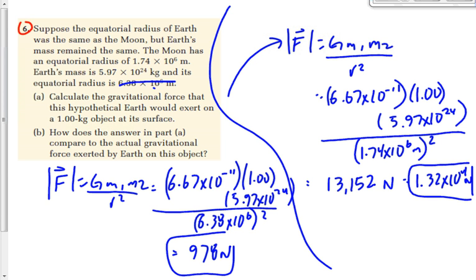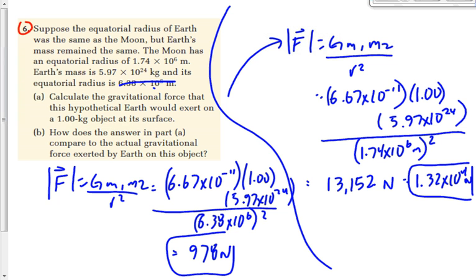Why? Why is the force of gravity exerted on this 1 kilogram mass on the surface of the Earth much, much bigger if the Earth is the size of the Moon? It's the same mass as it always has, but it's the size of the Moon. Why?